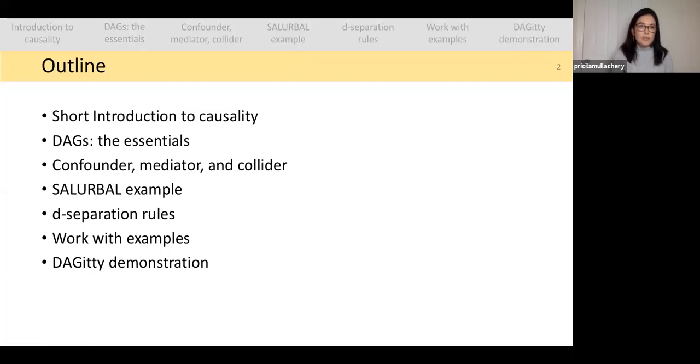Then Yoni will take over the presentation, and she's going to talk about the essential elements of a DAG: confounders, mediators, and colliders. She's also going to give the example of her SALURBAL paper where she's using DAGs. Then I'm going to come back and talk about the d-separation rules and how we can use those rules, and work with examples on how to apply them. And we're going to move on to a DAGitty demonstration. DAGitty is interactive software that helps us to draw DAGs.